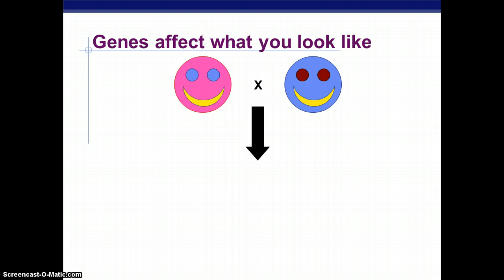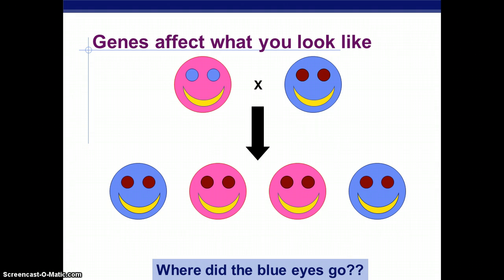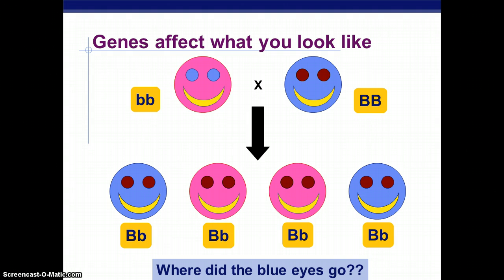So if we have mom with blue eyes and dad with brown eyes, their children, if they have 4, they would all have brown eyes. In this case, where did the blue eyes go? Well, if dad was a big B, and mom was a little b, or another way to say this is dad was a homozygous dominant and the mom was homozygous recessive. These will combine so that each of their children will actually be big B, little b, or heterozygous.